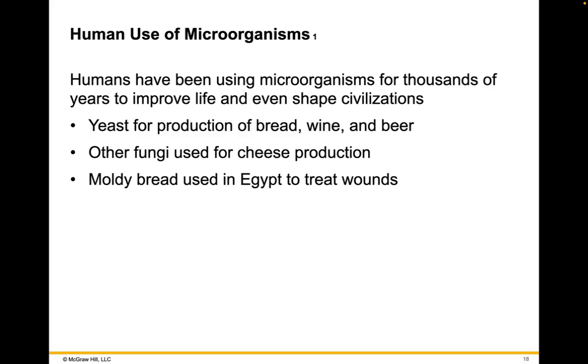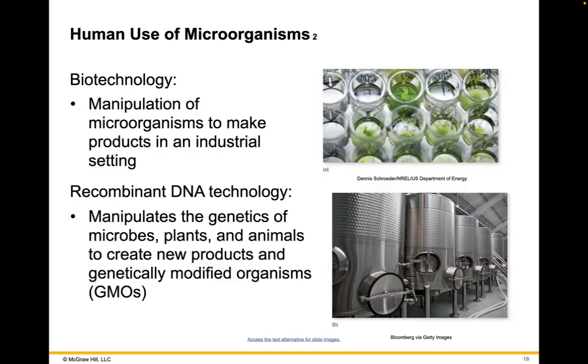Humans have been using microorganisms for many years, manipulating them to improve our lives. For example, yeast, a fungus, helps produce wine, beer, and bread, and cheese is another product that uses fungus. So fungi have been used for a long time. Moldy bread was used in Egypt to treat wounds, and so this is a major industry. And microbes were at the center of it.